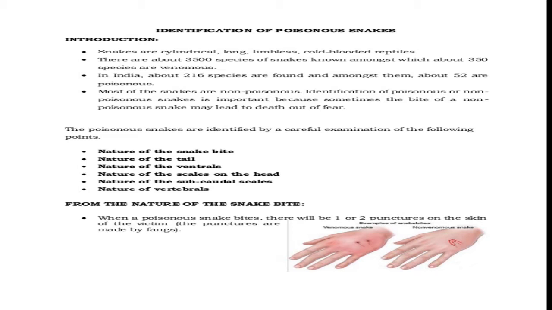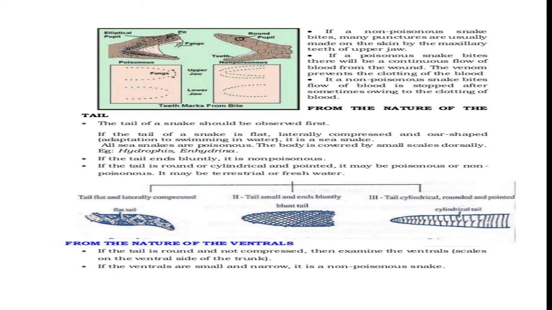Instead of two or three punctures, if there are scratches, or many punctures, multiple in nature, then 100% those types of snakes are non-venomous in nature. Apart from the nature of the bite or the nature of fangs that you can observe for classifying a snake, there are other similar features.